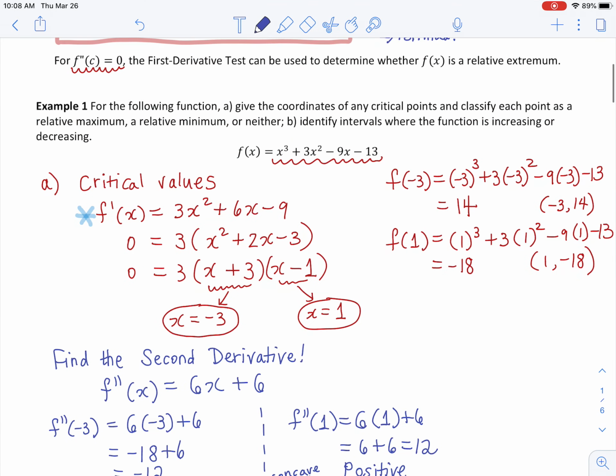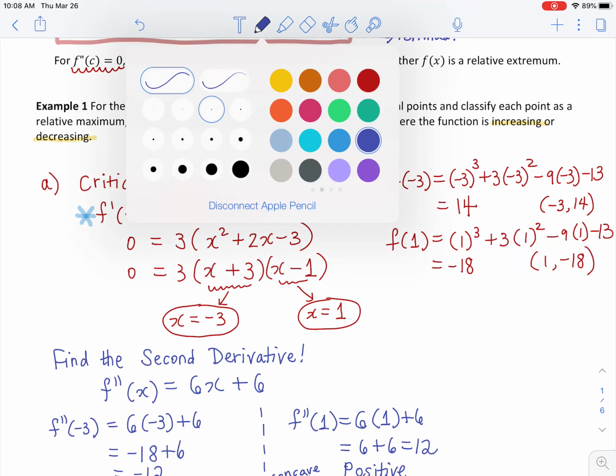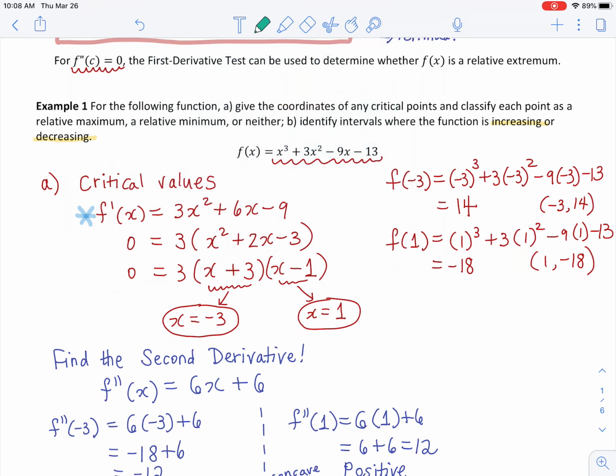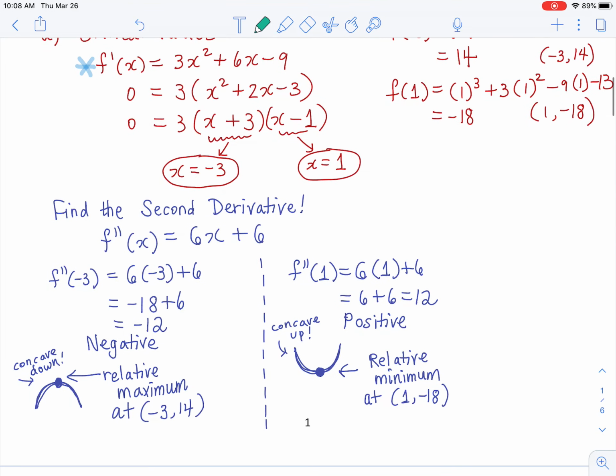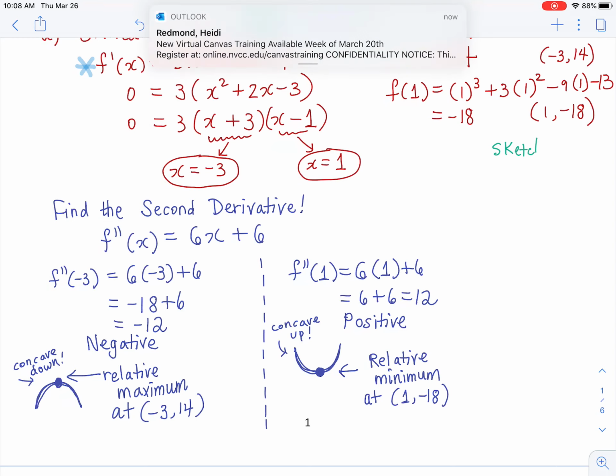Now, what else do we have to do? We're going to have to identify intervals where the function is increasing or decreasing. Guys, I'm reading this part right here. Identify the interval where the function is increasing or decreasing. And if we got all the way here, that part is going to be easy. Now, let me go ahead and do a quick sketch of the graph. Okay? Sketch.